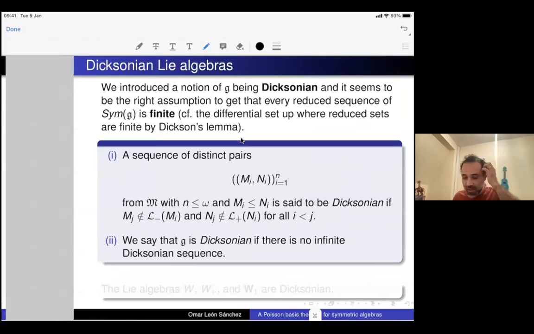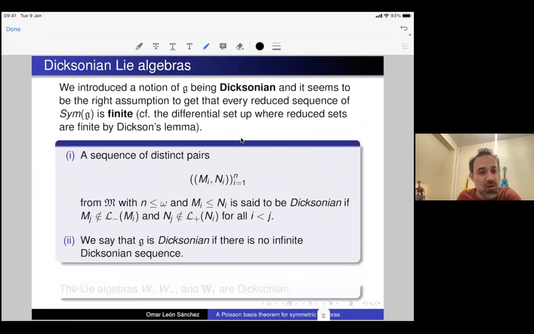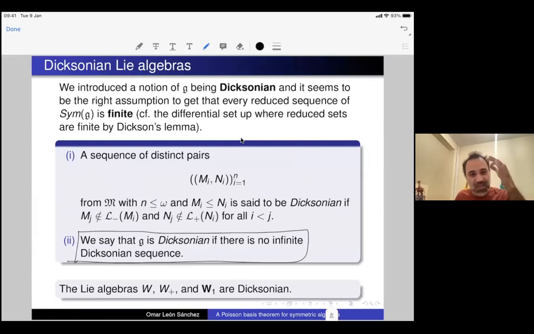Now, I don't think I have time to talk about this slide, where I give my definition of when the algebra is Dicksonian. I'm going to skip it. It's very technical, but it's a definition of a Lie algebra being Dicksonian. A Lie algebra is Dicksonian if there is no infinite Dicksonian sequence, but the definition of a Dicksonian sequence is a bit technical. But it's a natural thing to do in a way.